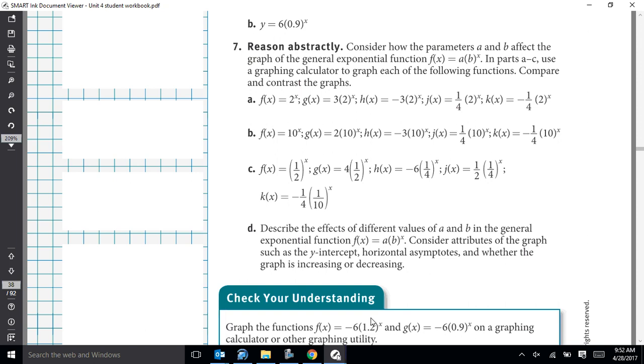All right, and then in part D, we have the generic form, the standard equation formula for exponential functions. Where A is your y-intercept and B is how fast you're increasing or decreasing. If B is greater than 1, do we have growth or decay? Growth. And if B is between 0 and 1, what do we have? Decay. If A is positive, are we increasing or decreasing? Increasing. So then if A is negative, we are decreasing.